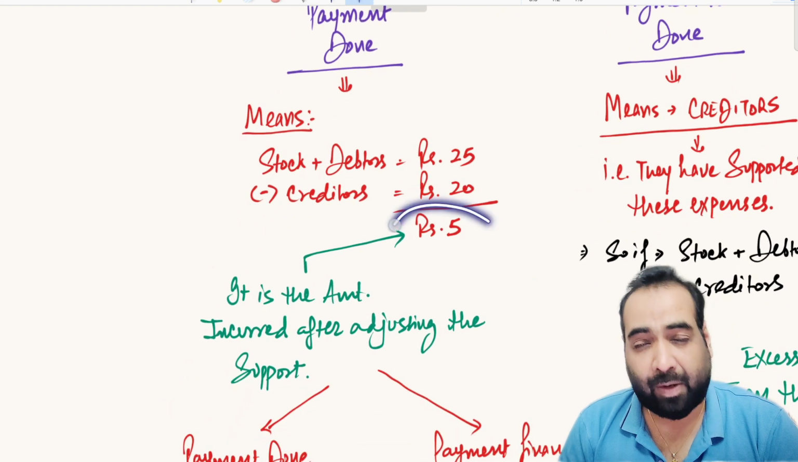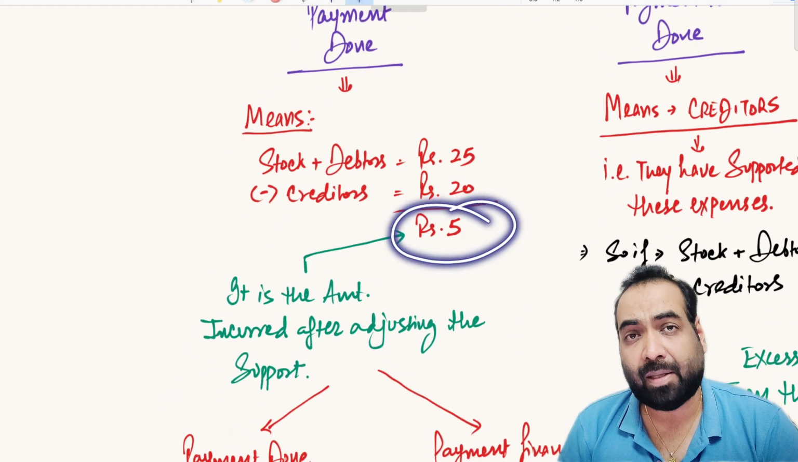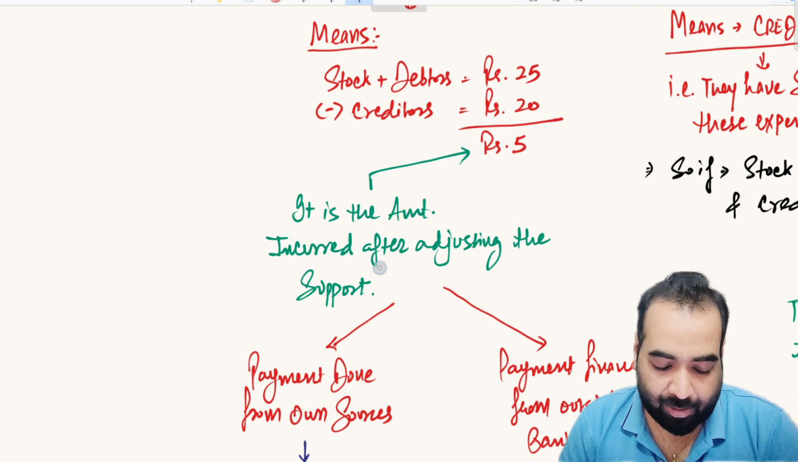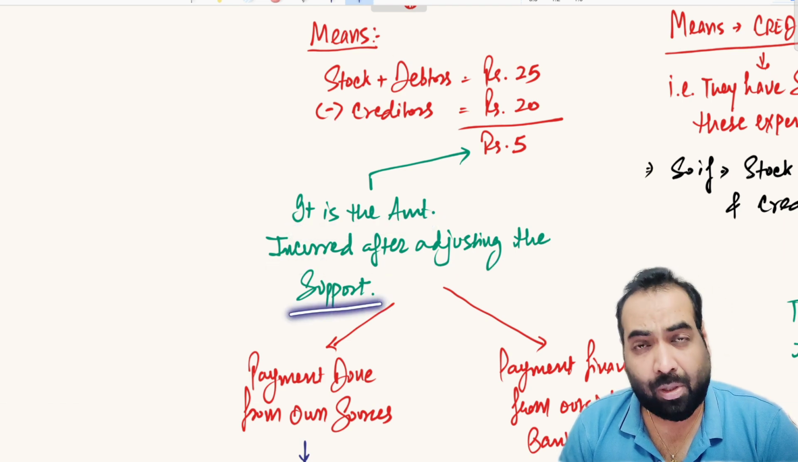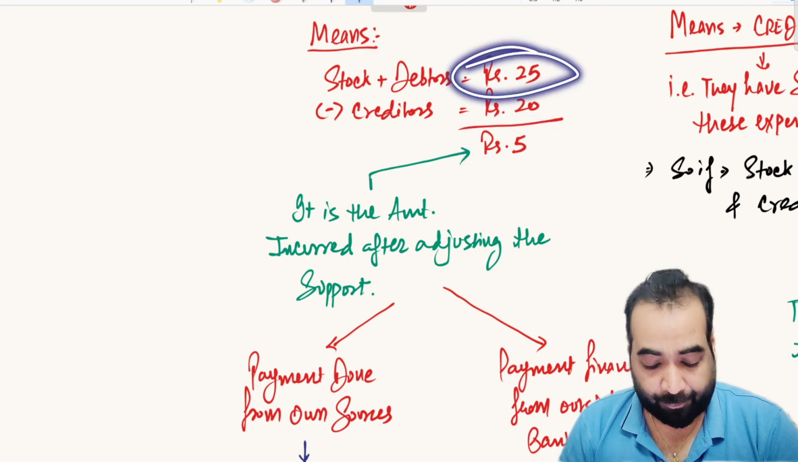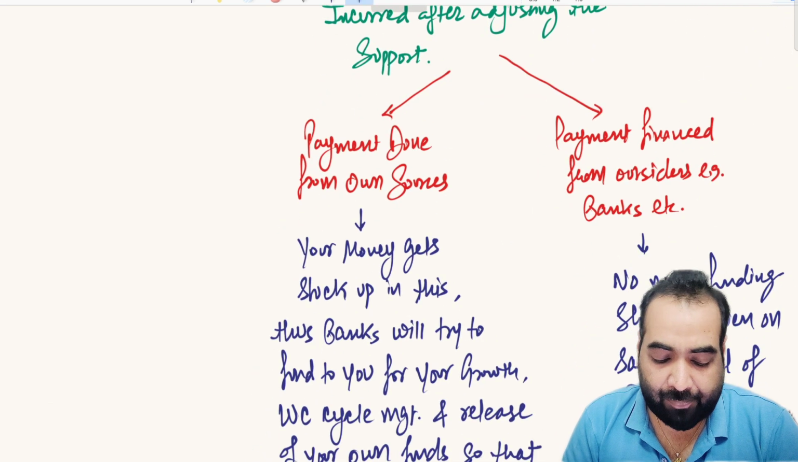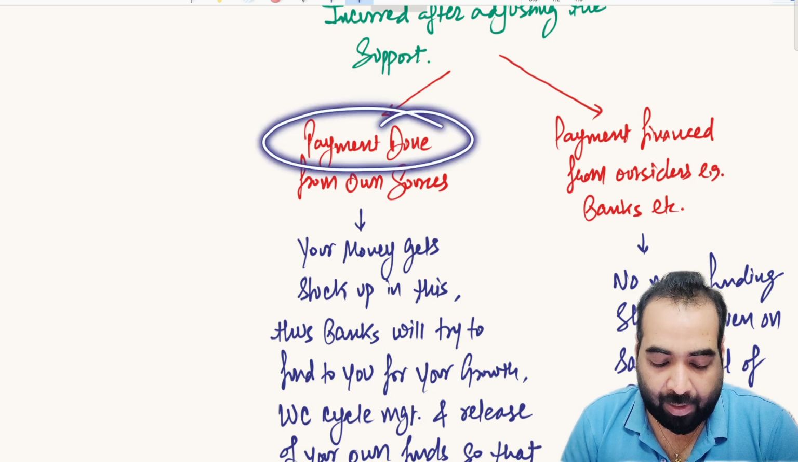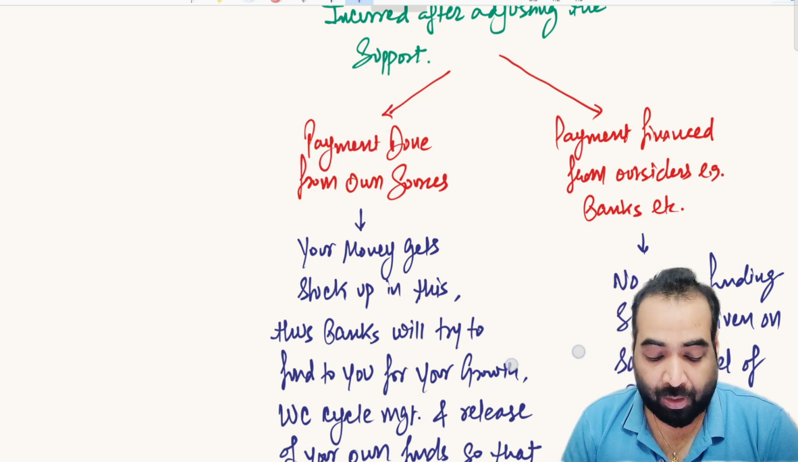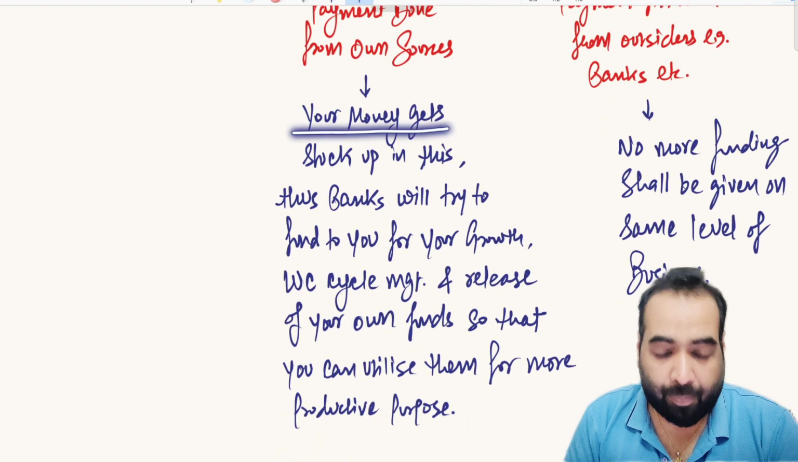But where have these 5 rupees come from? It is the amount incurred after adjusting the support that I have already told you. But the question is where these 5 rupees have come from to invest in these 25 rupees. Option number 1: these 5 rupees were introduced by you from your own capital, from your own pocket, from your own sources. So your money gets stuck up in this.